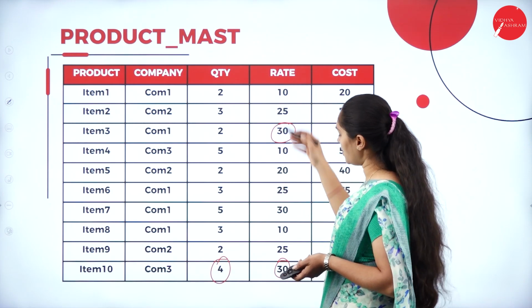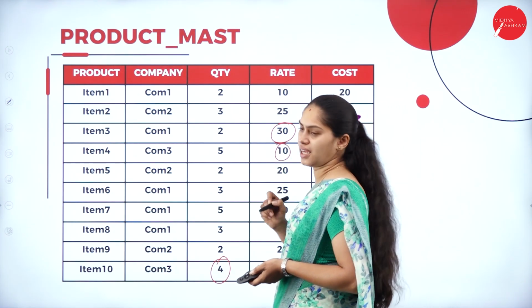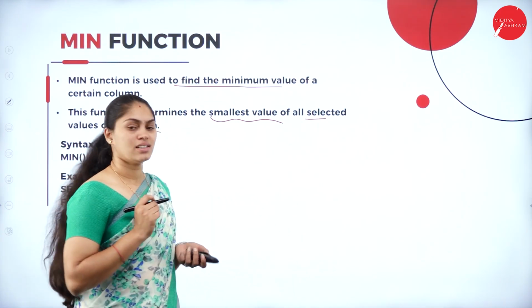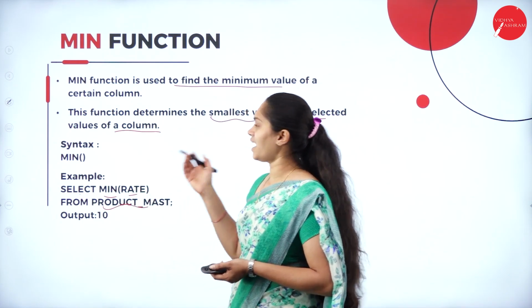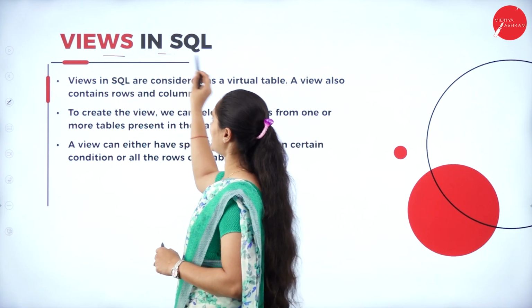So here we have different rates. Maximum will be 30 and minimum is 10. That will be written as the output for this minimum function. I hope you all understood regarding these aggregate functions. We'll see the next concept, that is views in SQL.